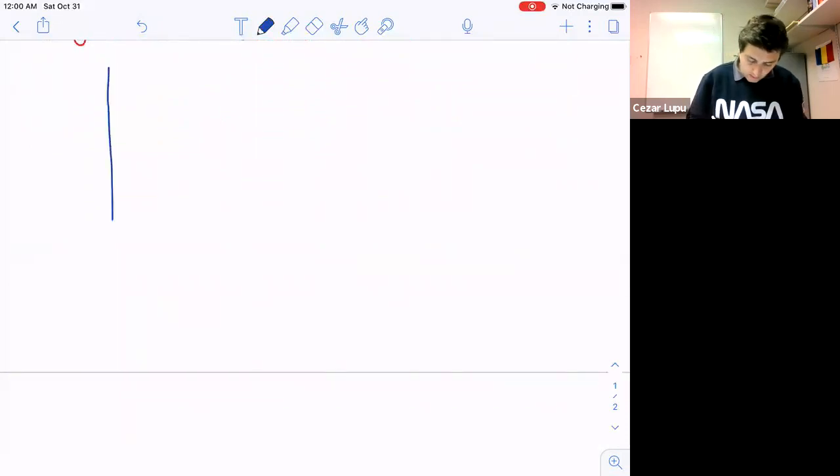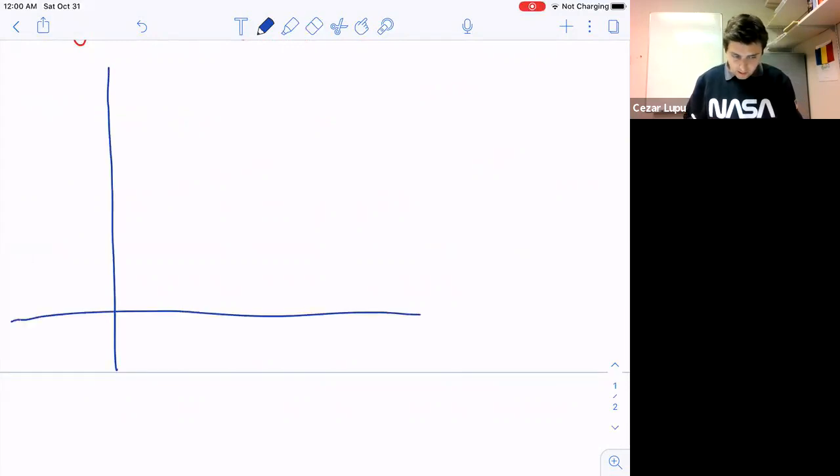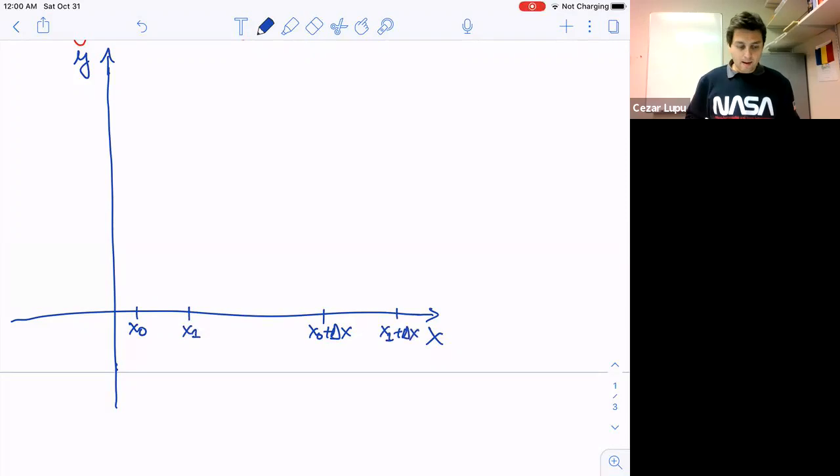The picture will be a little bit more complicated. Okay, on the XY axis. Now let's say I'll have here a point x0. Here I'll have another point x1. Here I have x0 plus delta x, the difference. And here I'll have x1 plus delta x. All right. And now the same thing will happen. Let's say I will have here f of x1, and here I'll have f of x0.